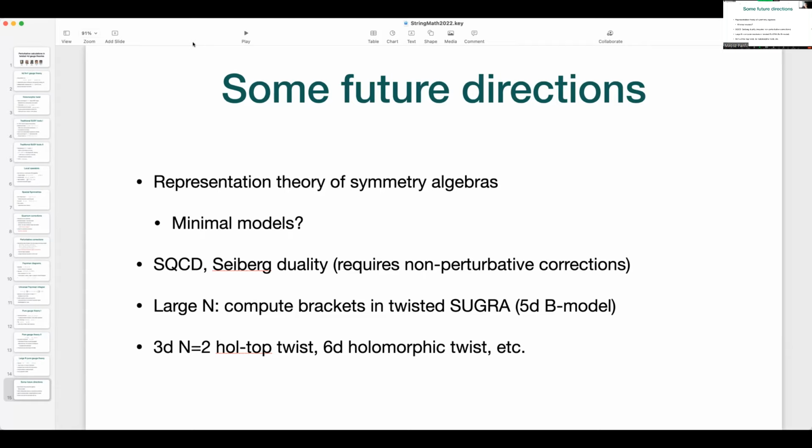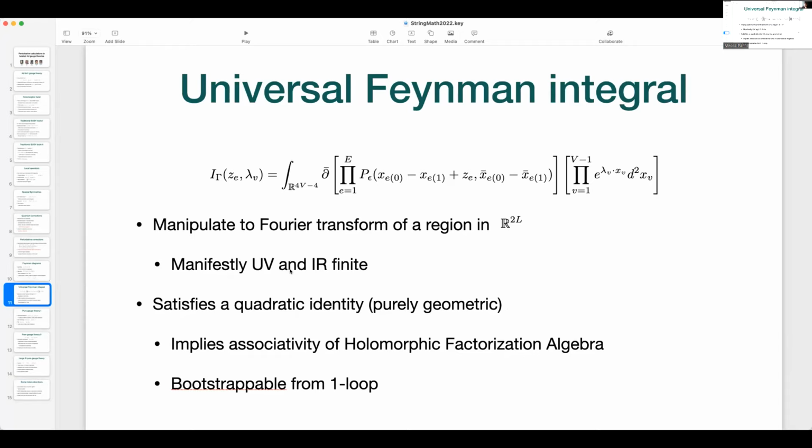Could you please explain the UV finiteness of the graph integrals in more detail? Because in Kontsevich's model, he used configuration space integrals, and then used integration by parts to prove the associativity. So in this case, how to say the UV finiteness here?